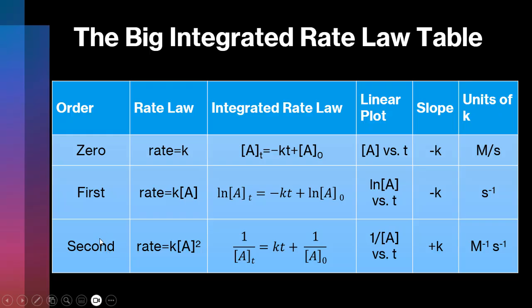For second order reactions, the differential rate law says that the rate of the reaction is equal to k times the concentration of A squared. Our integrated rate law says that 1 over A at time t is equal to kt plus 1 over the initial A concentration, and we will only get a linear plot if 1 over A versus time is plotted. In this case, our rate constant is the positive slope.